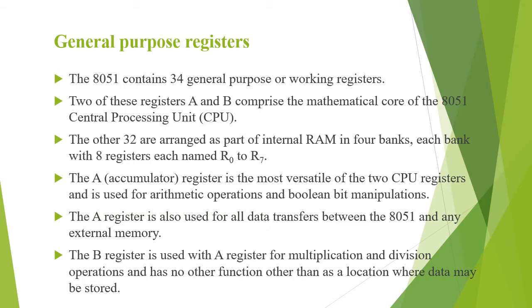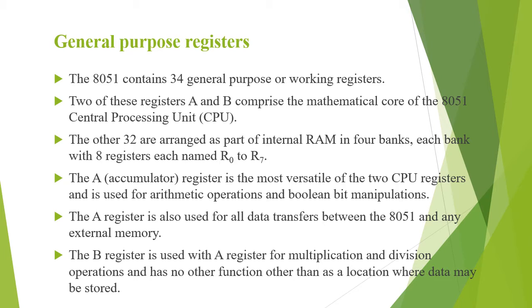The 8051 contains 34 general purpose or working registers. Out of these, the two registers A and B comprise the mathematical core of the 8051 CPU, whereas the other 32 registers are arranged as part of the internal RAM in 4 banks, each bank having 8 registers named R0 to R7.